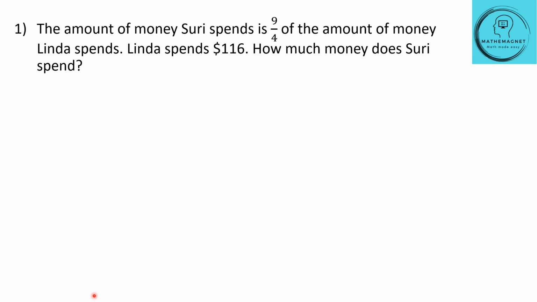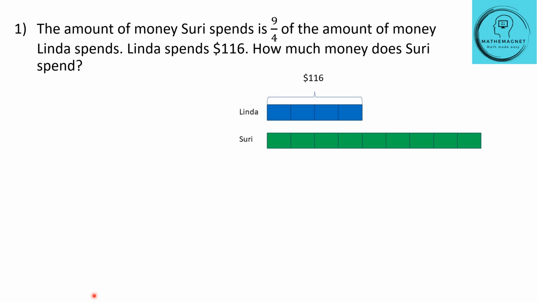So now let's see how to draw the bar model. The amount of money Suri spends is 9 by 4 of the amount of money Linda spends. So Linda spends 4 units, and Suri spends 9 units. So 4 units is for Linda, 9 units is for Suri.